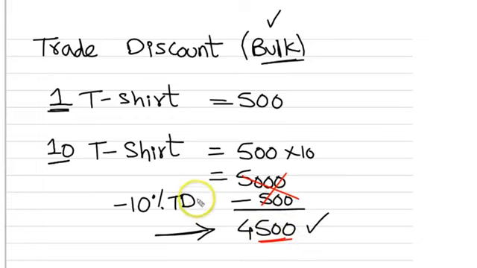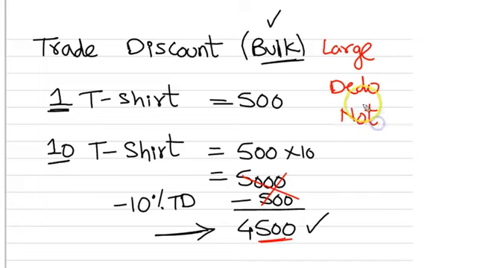So in case of trade discount, remember one thing, it is for bulk or large quantity, alright, and it is to be deducted but not to be recorded. Why not to be recorded? Because this 500 rupees is subtracted, but what is the important amount which is included in the bill? That is 4500. So this is what trade discount is about.